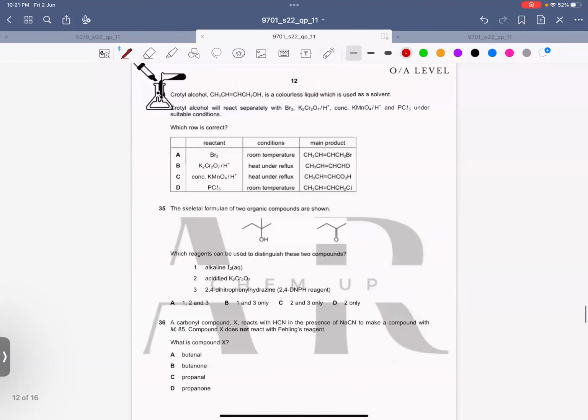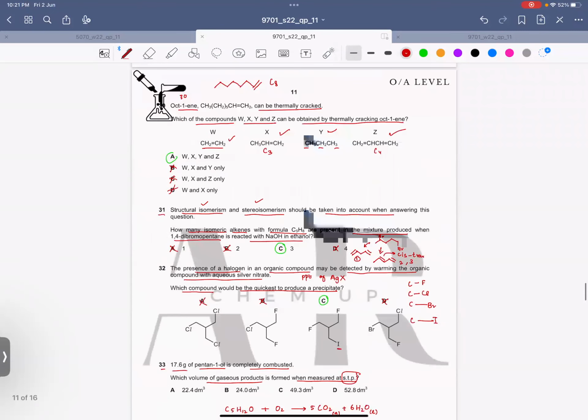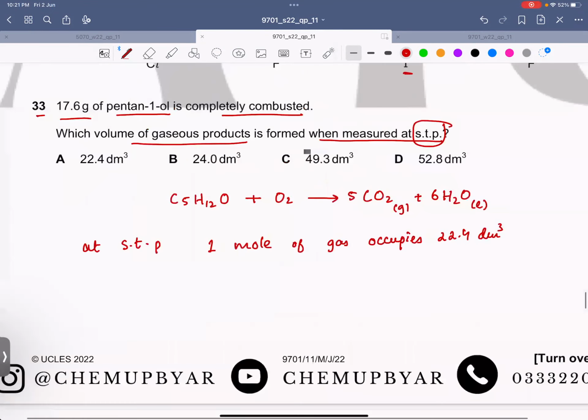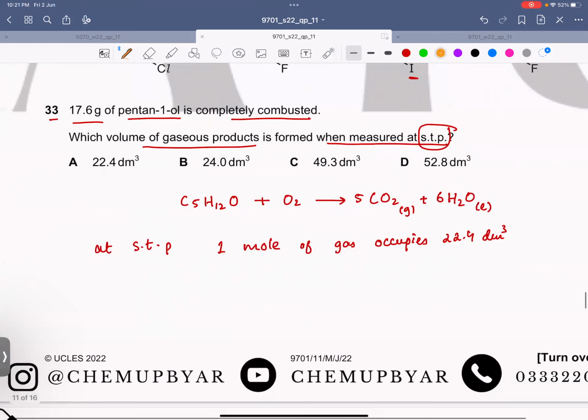Now, if I go for its Mr, there are 5 carbons, which makes it 60, 12 hydrogens, 12, and 1 oxygen. So 72 plus 16 gives you 88 grams, right? So 88 grams gives me 5 times 24 decimeter cube of gas. If I have 17.6 grams, then how much volume of gas is produced? So to calculate X, it is 17.6 times 5 times 24 over 88. Can anybody calculate and tell me the answer, please?